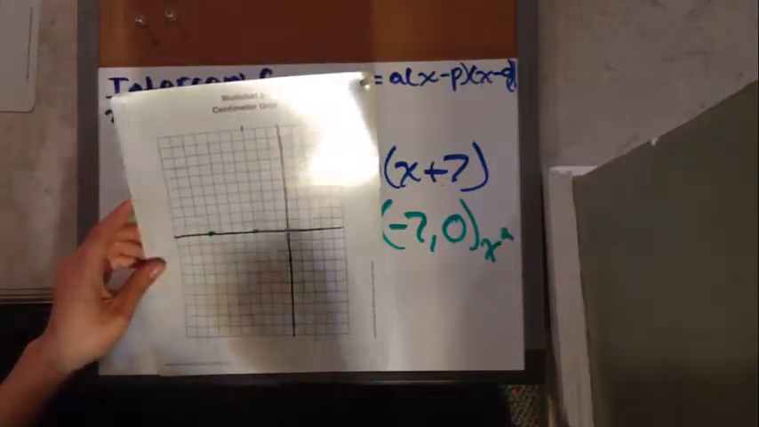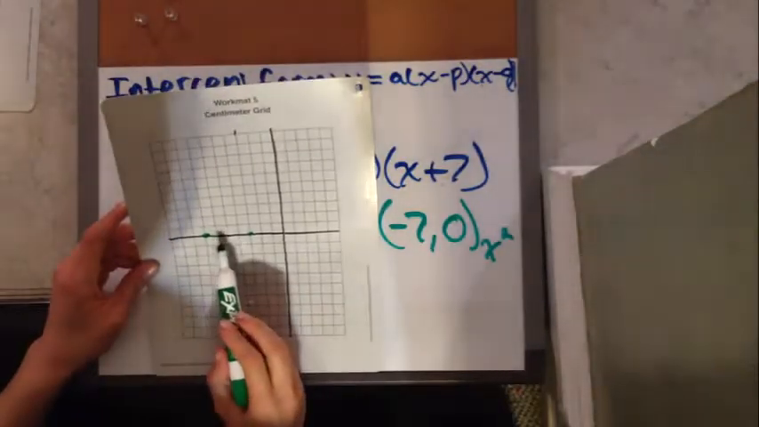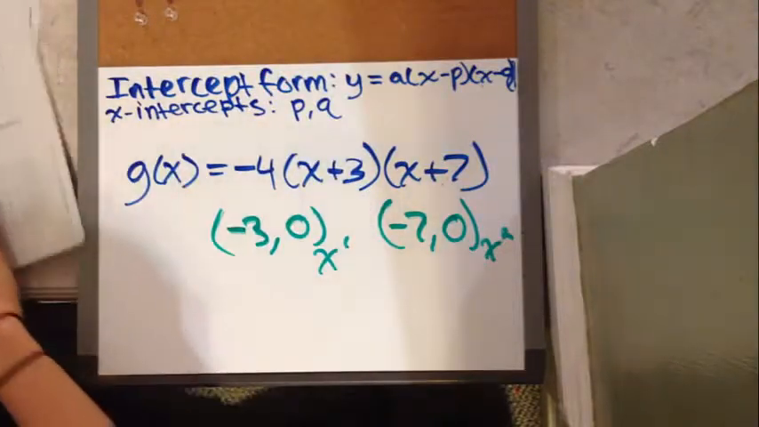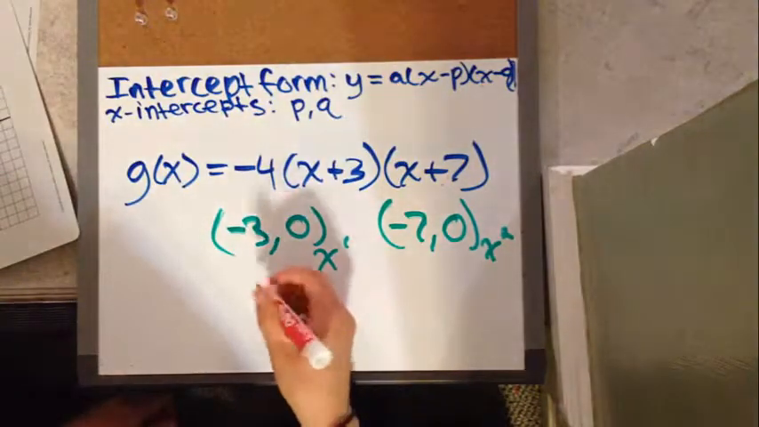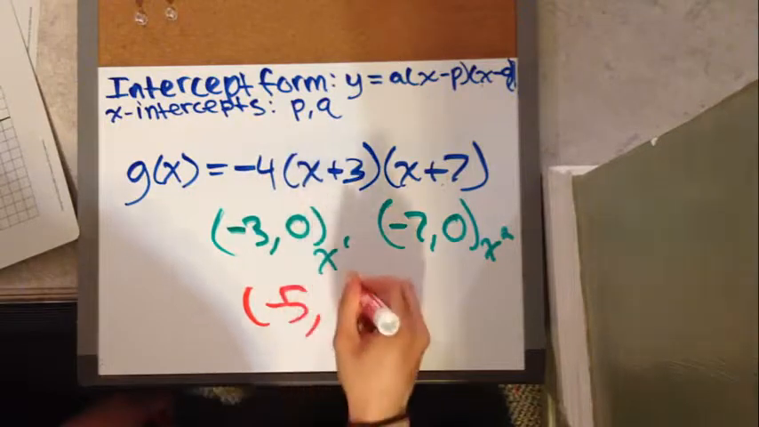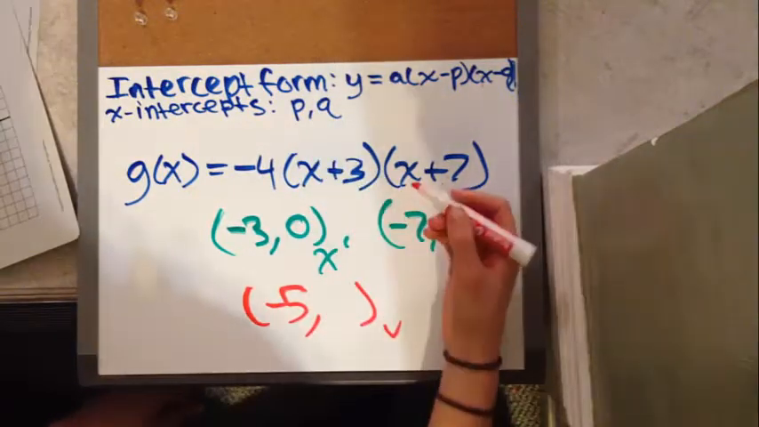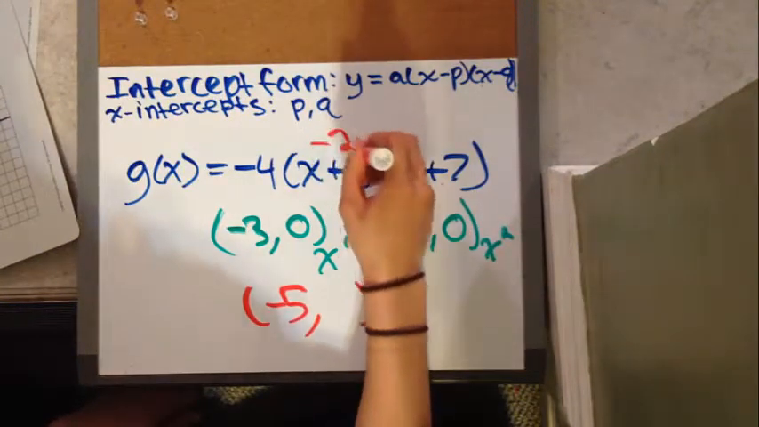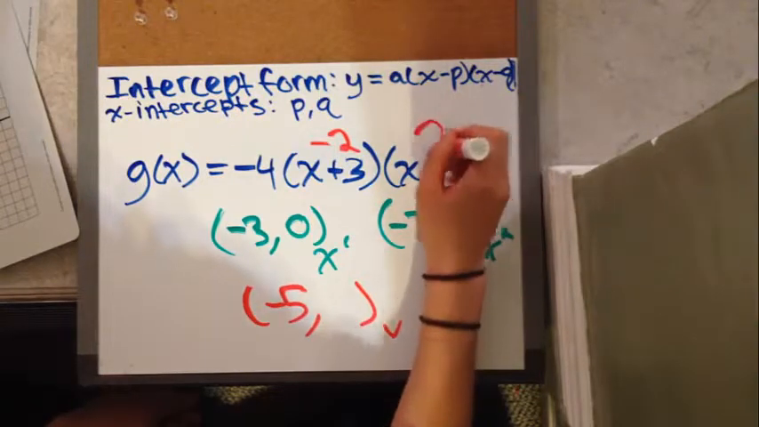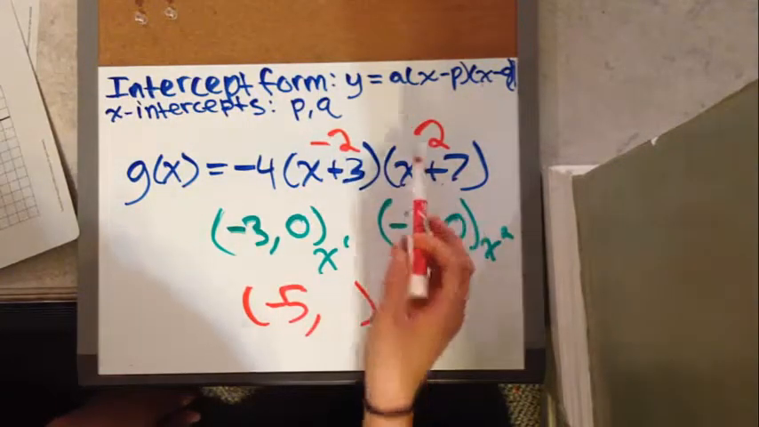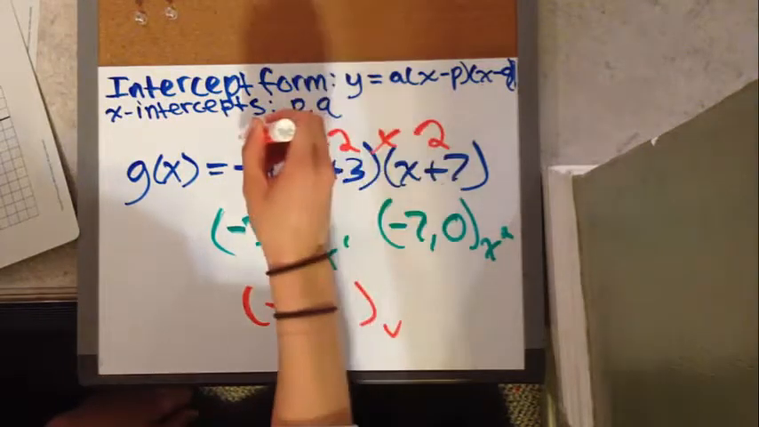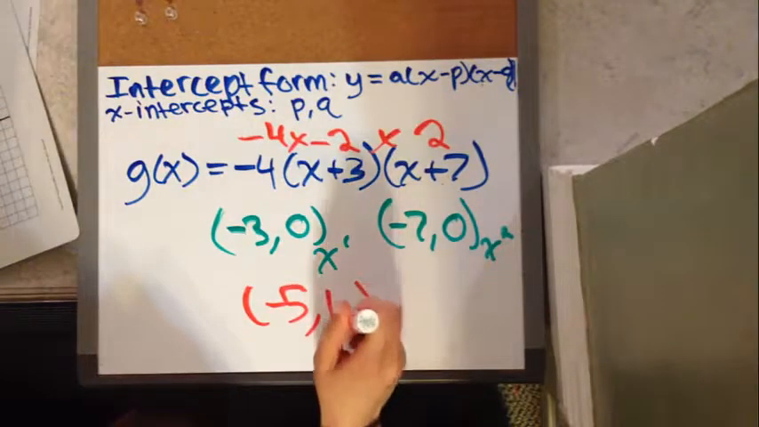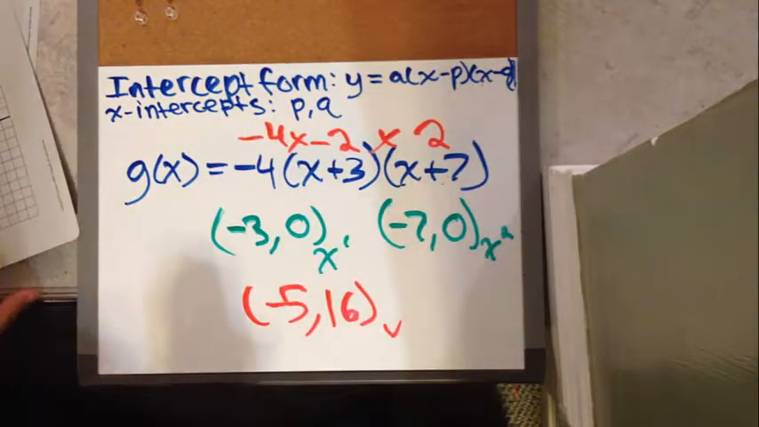Now to find our vertex, we just have to find the midpoint between these two, which is -5. Just do a little dot right there. Now we have the first part of our vertex. We just plug it in to this equation to find the y-coordinate. So -5 plus 3 is -2. -5 plus 7, +2. We're doing alright because these two are opposites. Multiply these times -4 as well. We get 16. Our vertex is -5, 16.